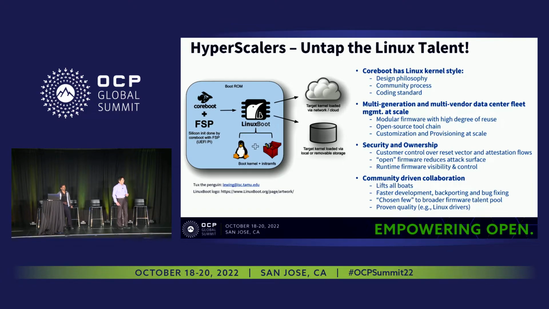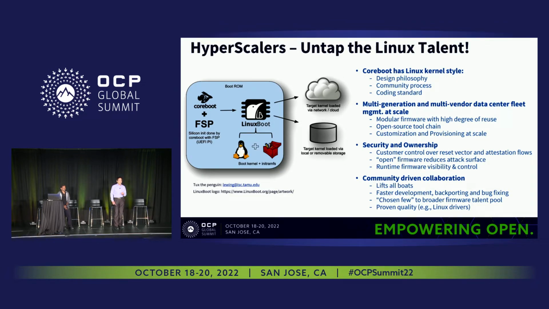So we heard Biden talking about the hyperscaler value proposition. We heard Wiwynn and Supermicro give the ODM, OEM value proposition. We heard from 9elements about the IBV value proposition, right? So from us, from the Meta side, those are the values we see. One is that we untap the Linux talent.